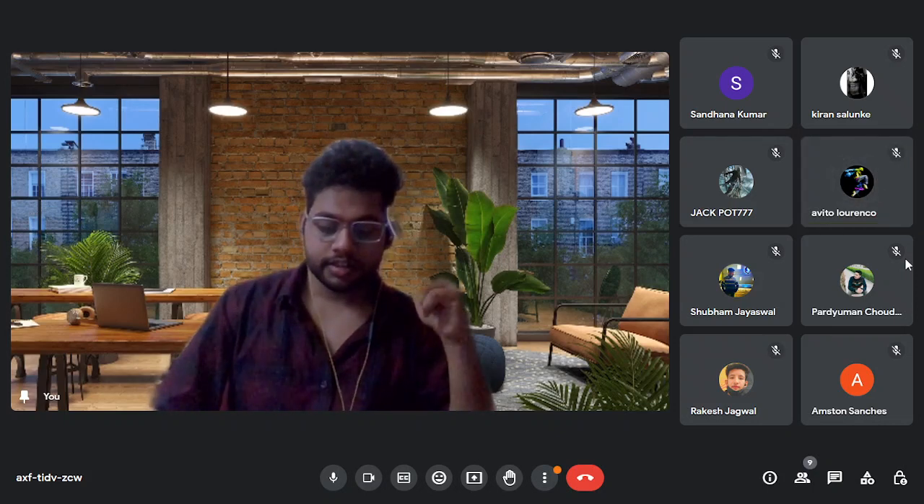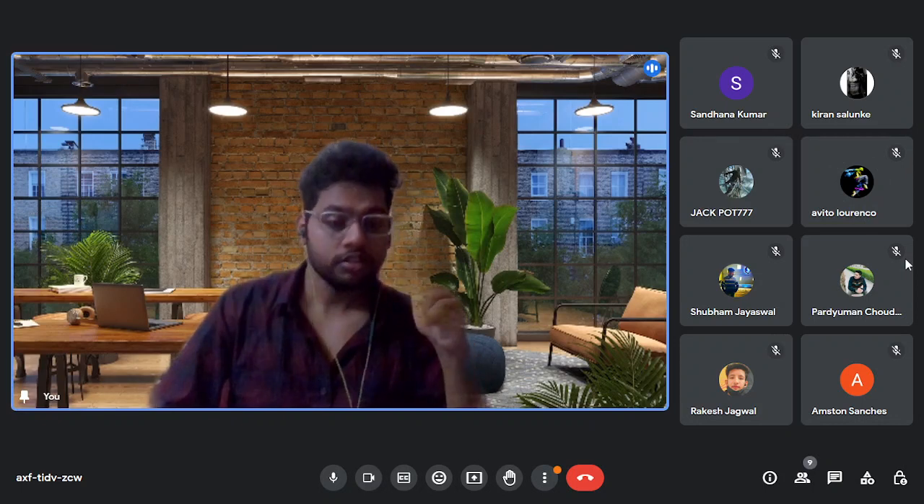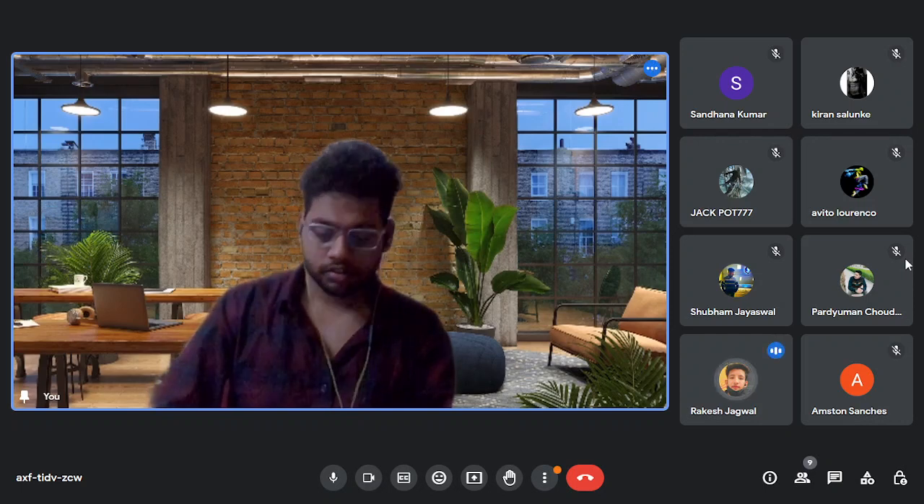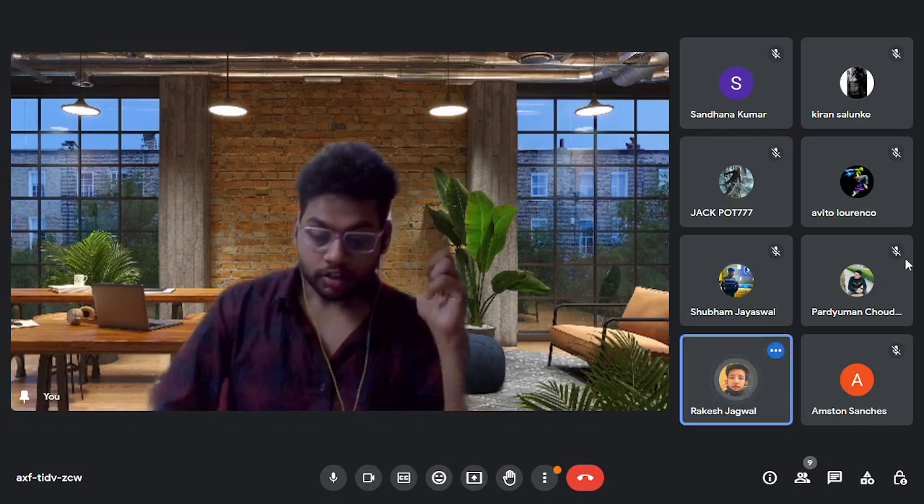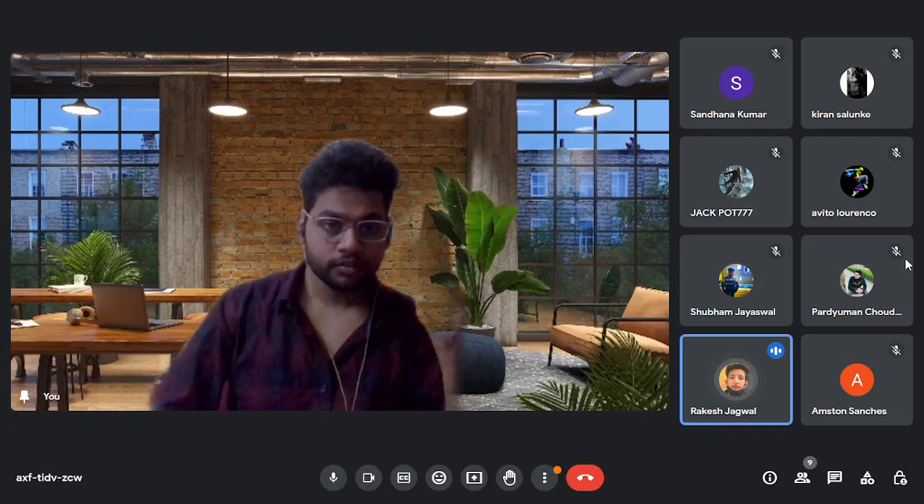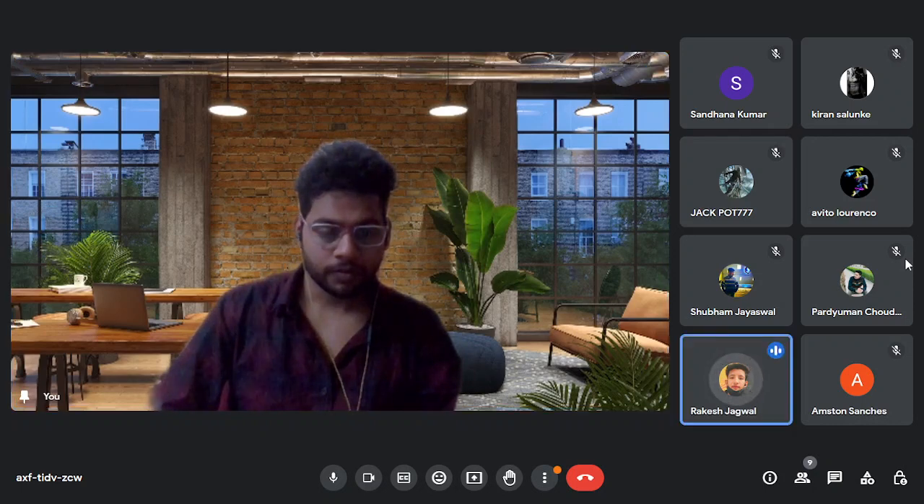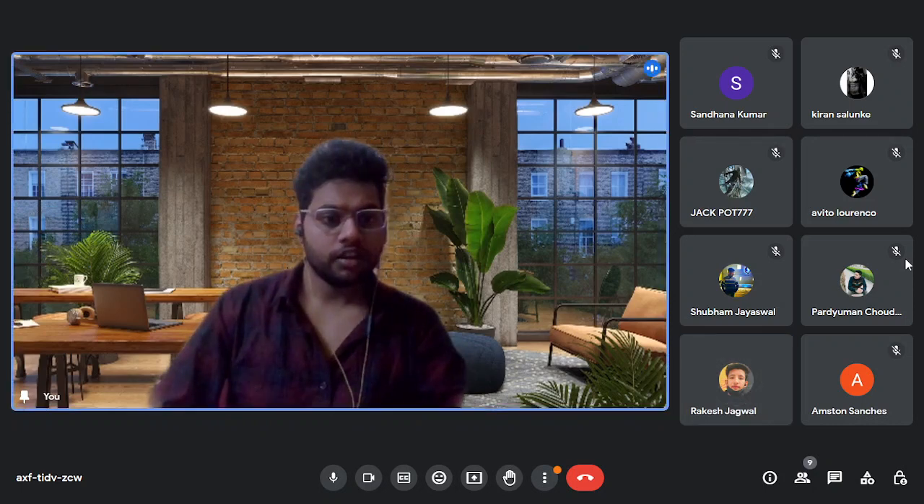In the case of a generator, electrical current is induced in the... who is going to tell other than these guys? Subham, Rakesh, anyone? Again, just repeat the question. In the case of a generator, is electrical current induced in the stator, in the rotor, in the stator winding or in the rotor winding? In the stator winding, I think so. Is it? Anyone else?